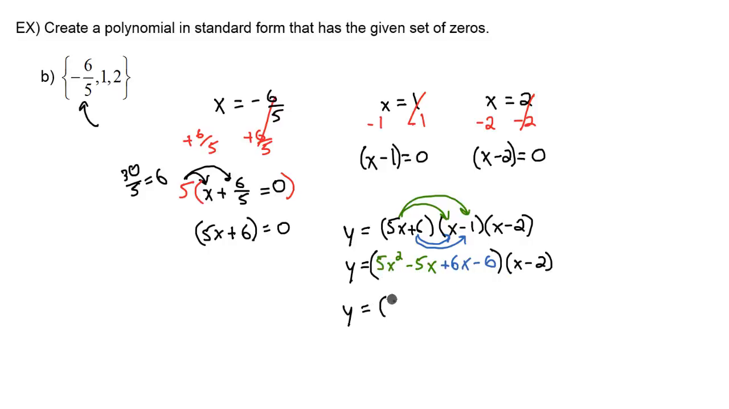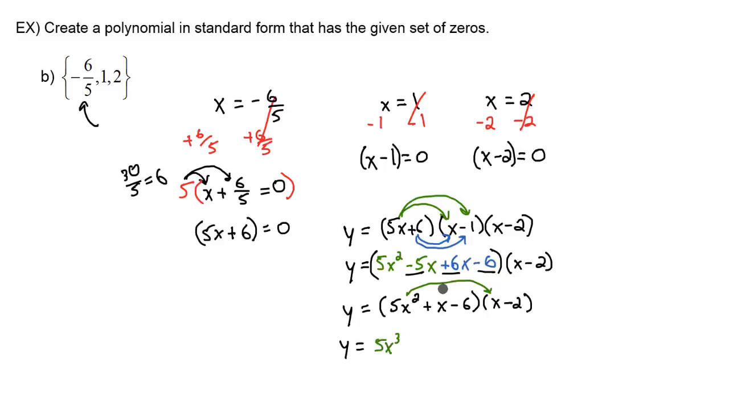5x squared is the only quadratic term here, so I just bring it down. And then for my linear terms here, I have minus 5x, and then plus 6x. So if I add those together, I'm left with just a plus 1x, and then I bring down the constant, which is minus 6, along with this binomial at the end. And now the last thing I have to do is distribute all this. So I take 5x squared and multiply by x. That gives me 5x cubed.